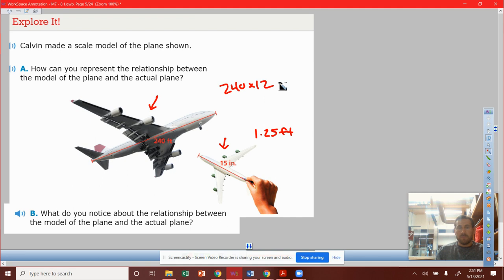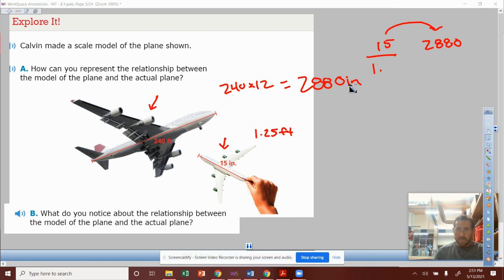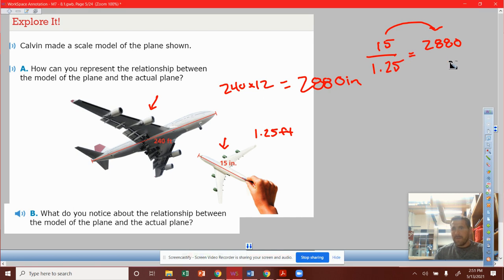And get 2,880 inches. And then we can use those like terms and we can see how much of an enlargement. So it's almost like 15 inches compares to 2,880 in what manner? What would we multiply by? That would be the same multiplication fact as 1.25 comparing to 240. They're going to have that same multiplier.